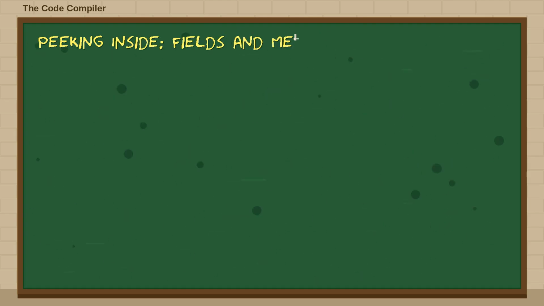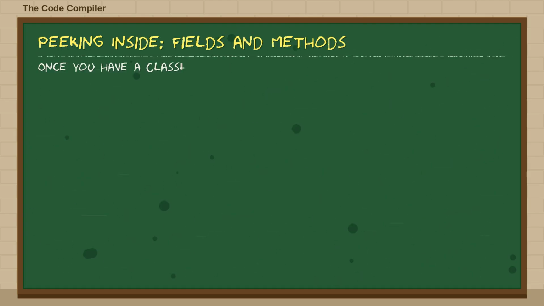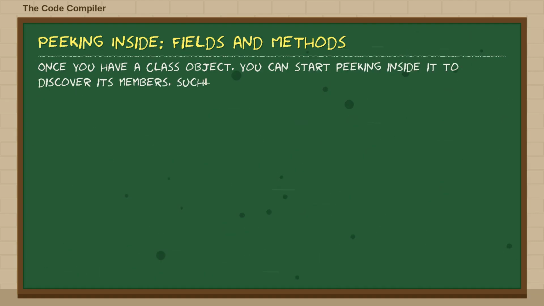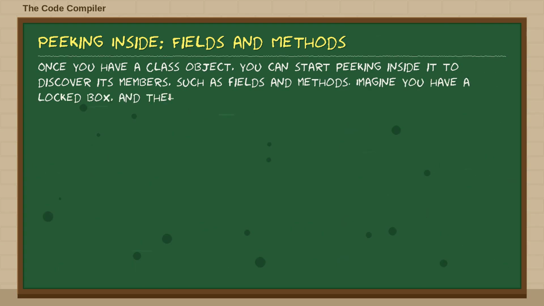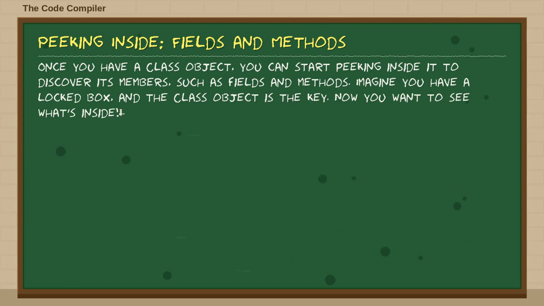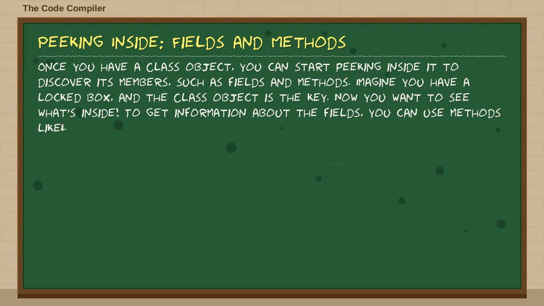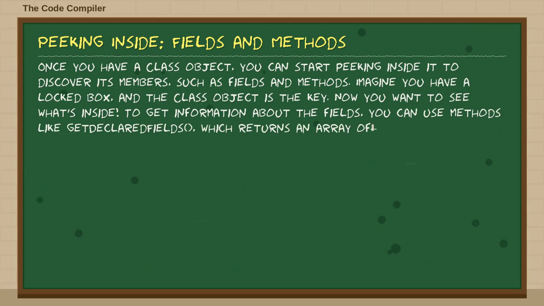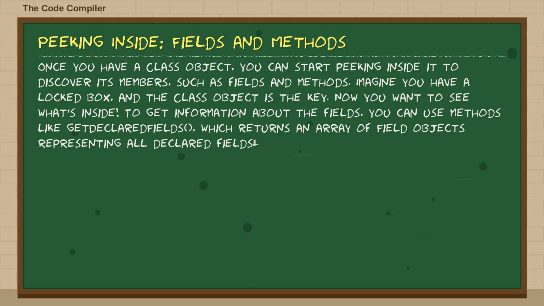Once you have a class object, you can start peeking inside it to discover its members, such as fields and methods. Imagine you have a locked box, and the class object is the key. Now you want to see what's inside. To get information about the fields, you can use methods like getDeclaredFields, which returns an array of Field objects representing all declared fields of the class, including private ones.